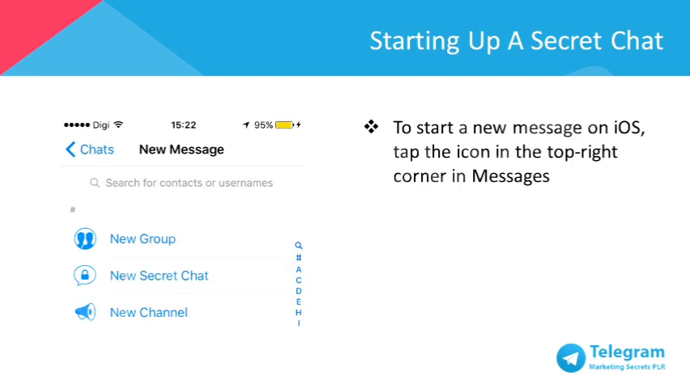To start a new message on iOS, tap the icon on the top right corner in Messages. For Android, swipe right to open the menu, then New Secret Chat. For Windows Phone, tap the plus icon in the Chats list, then New Secret Chat.